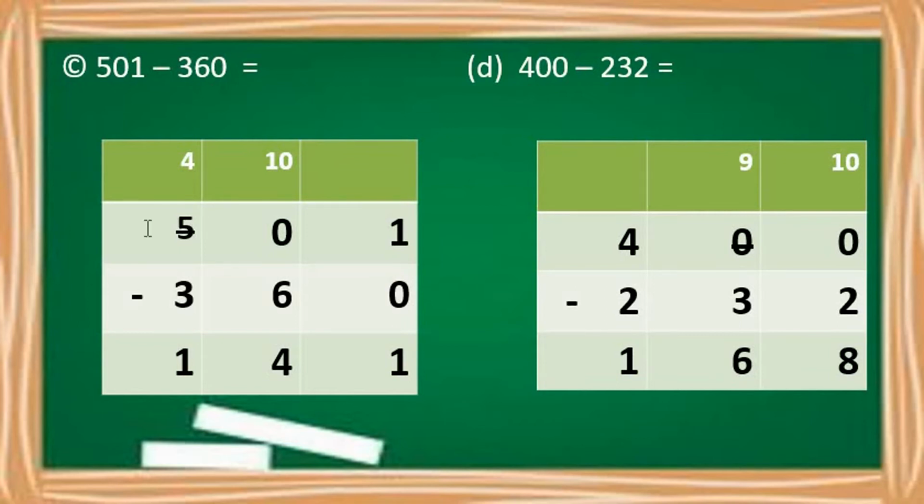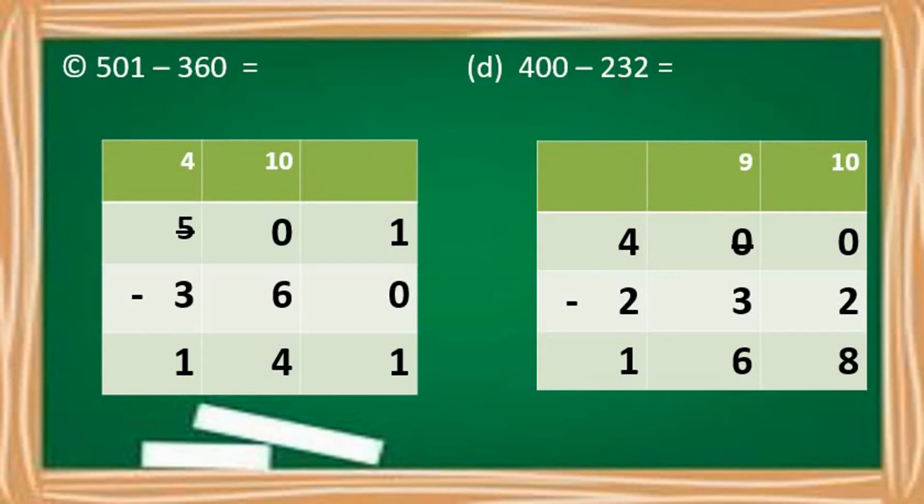So now what can we do? We cut the further digit and put the small digit, 4. 4 minus 3. So how many students? 1. 4 minus 3 is 1. So the answer is what? 141. What, students? 141. Then now what is question number B?